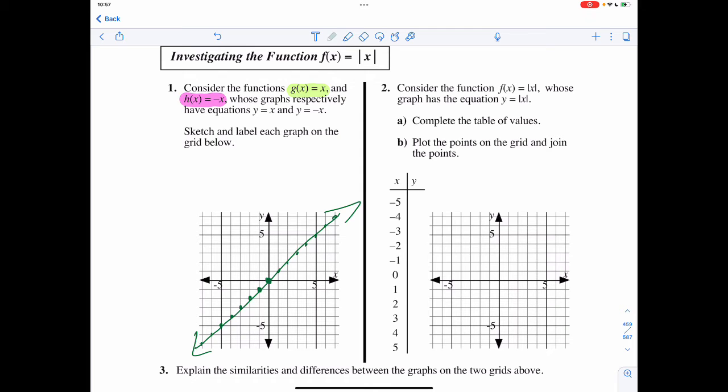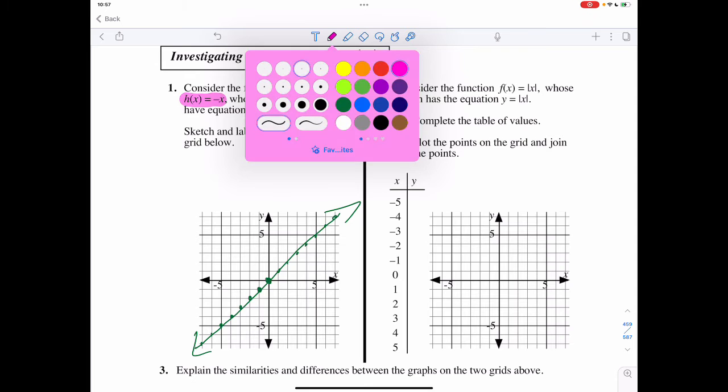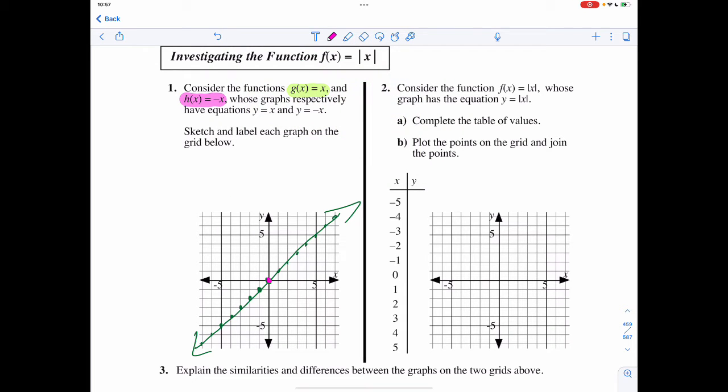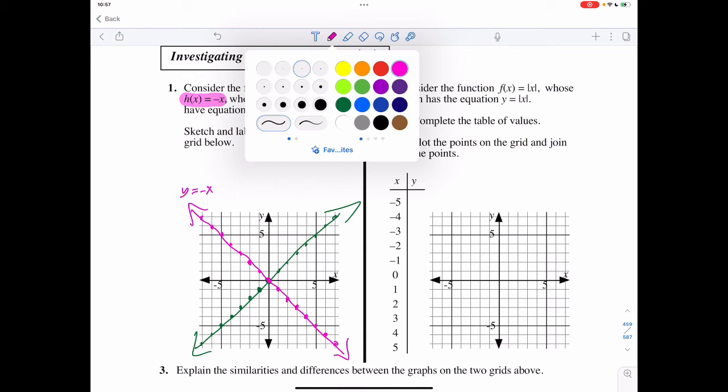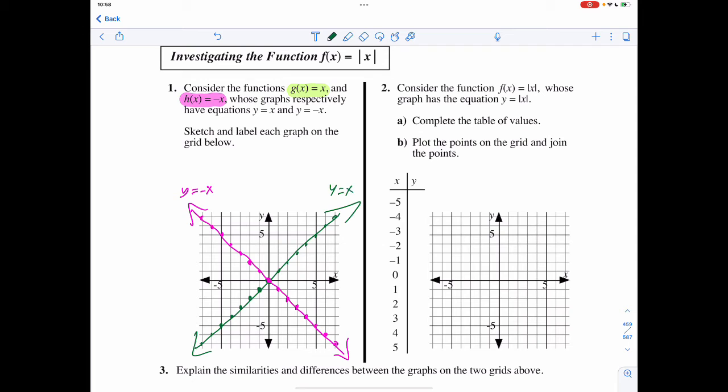When I take the negative version, 0 is 0, negative 1 would be positive 1, negative 2, positive 2, negative 3, positive 3, and so on and so forth. Or when x is positive, positive 1 would be negative 1, positive 2 would be negative 2, positive 3, negative 3, and so on and so forth. And once again, I'm going to connect the dots. I'm going to stretch it out onto infinity. And there's my two functions. One where y is equal to negative x, and one where y is equal to positive x.